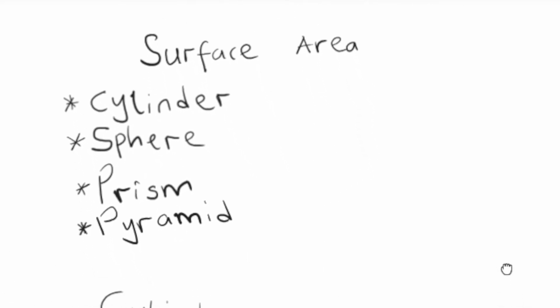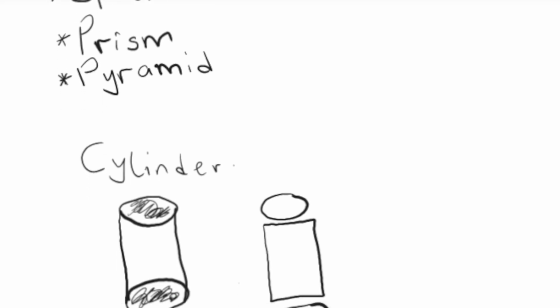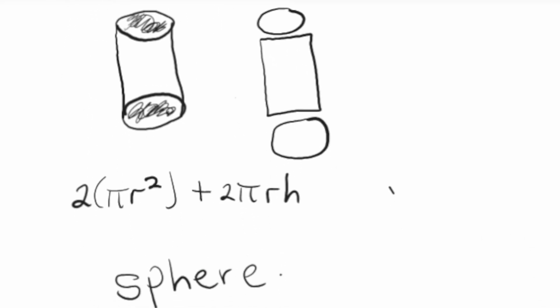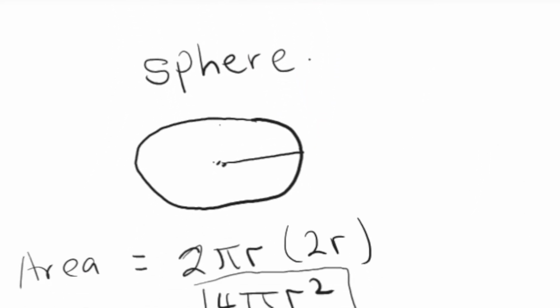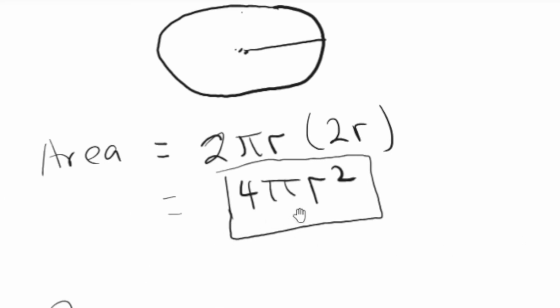So this is the area of a cylinder. The area of a cylinder is 2 pi r squared plus 2 pi r h. That is the area of a cylinder. And the area of a sphere is 4 pi r squared. That's the area of a sphere.